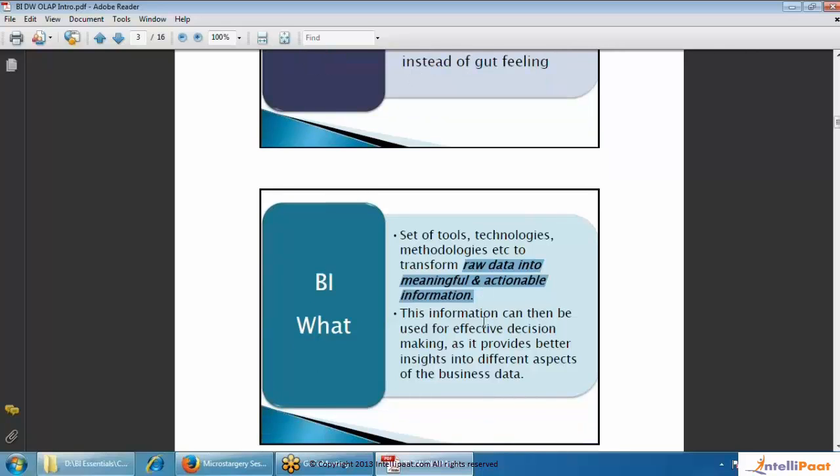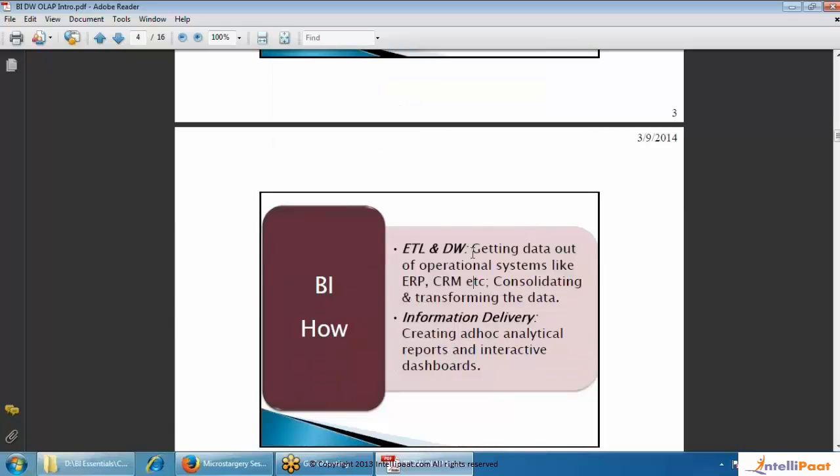Then there is how. This is what I was explaining. There is the ETL DW phase, getting data out of operational systems and consolidating it, and then this is the BI platform. So this is ETL and this is the BI platform.